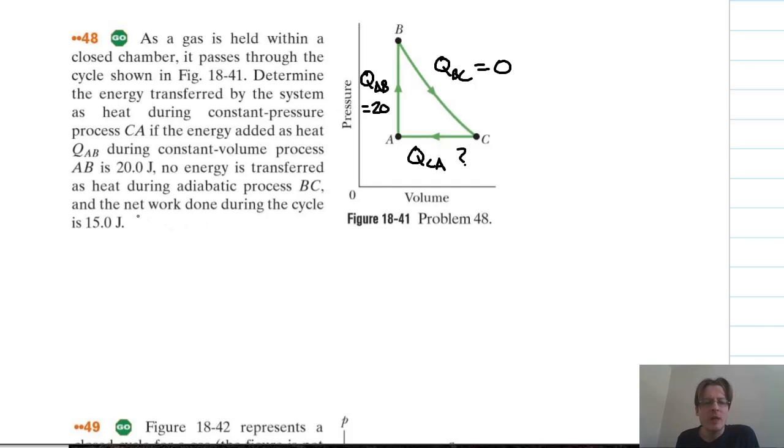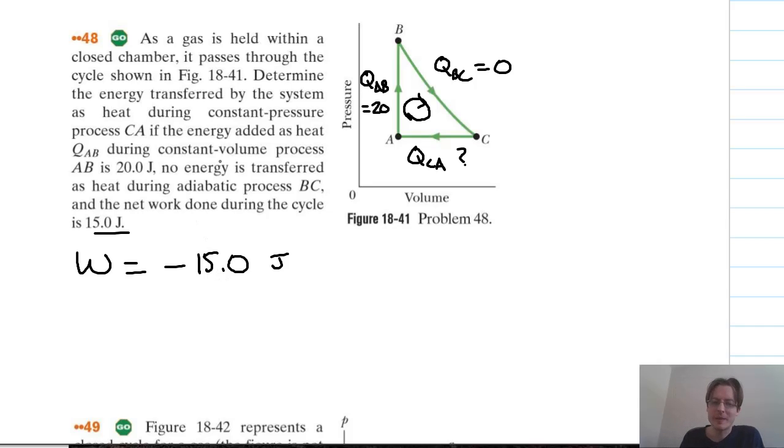Finally, we also know that the net work done during the cycle is 15 joules. That means we know the value of W. Now, W is not equal to 15. In fact, notice how this is what we call an engine cycle. It runs clockwise. Clockwise cycles actually give out energy from the gas overall. So in other words, the value of W is minus 15 joules. So we got to be careful about that. The net work done, the cycle is 15 joules. That's actually energy given out in the cycle. The gas loses 15 joules by work.